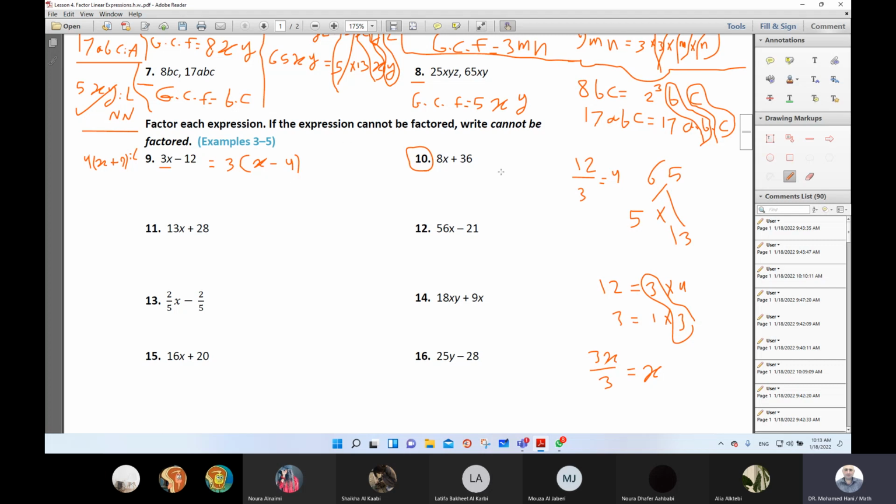Okay, listen. What is the GCF between the numbers 8 and 36? Will be 4. The GCF between 8 and 36 will be 4. Then open parenthesis. Then take the first term, 8x divided by 4. 8 divided by 4 will be 2x. Plus 36 divided by 4 will be 9. So the answer will be 4 multiplied between parentheses 2x plus 9. Who has any question about this ideas? No questions?